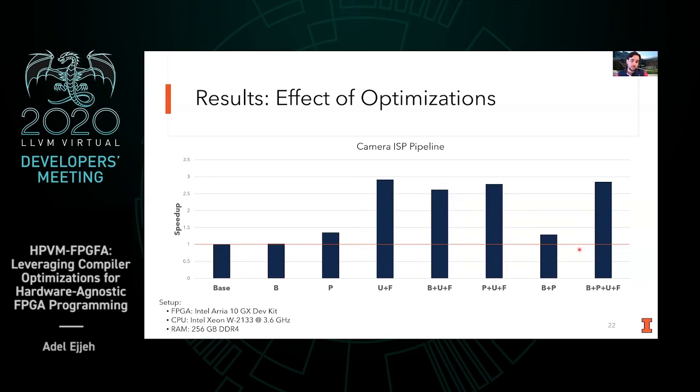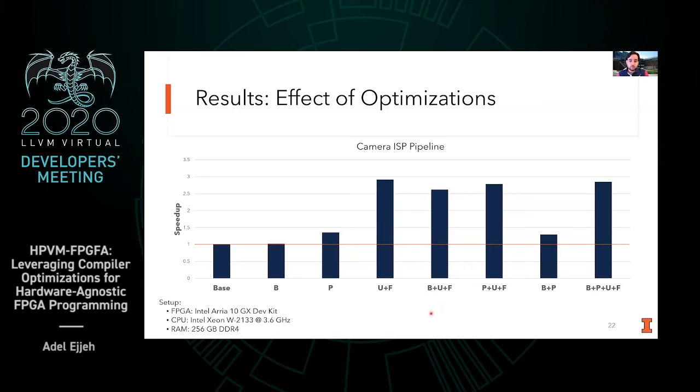The second chart shows the results for the camera pipeline. And the baseline here is also a version compiled using HPVM-FPGA without any optimizations. Each bar here shows the effect of applying one or more optimizations on the benchmark. So for example, B is for input buffering, P is for argument privatization, U is for loop unrolling, and F is for loop fusion. And when we have more than one letter, it means we are combining all these optimizations together.